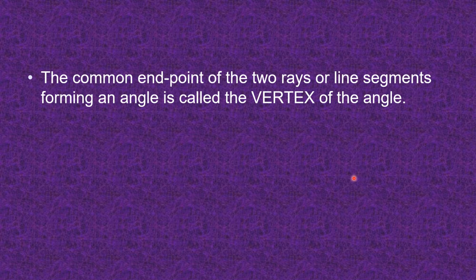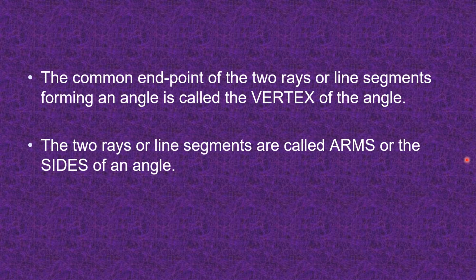So the common endpoint of the two rays or line segments forming an angle is called the vertex of the angle, means where the two rays meet. That point is called the vertex, where the two rays meet. And those two rays or the line segments are called the arms or the sides of an angle. So we can say that here we have this as a vertex and these two are the arms or the sides of an angle, right?